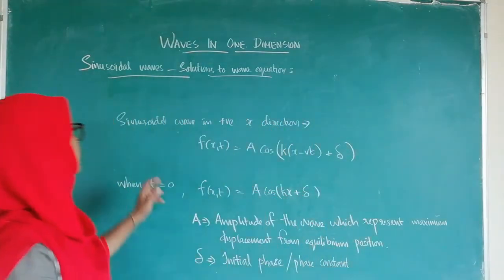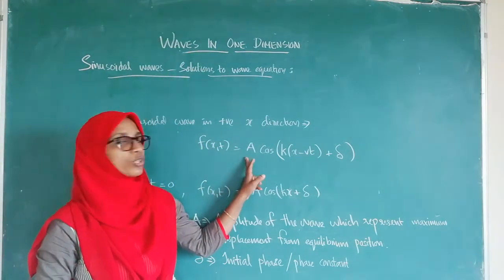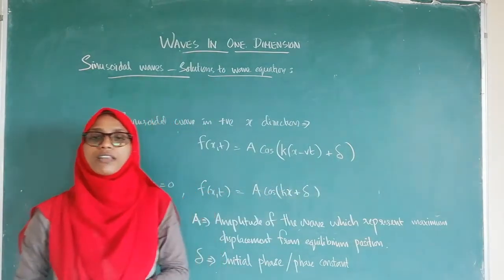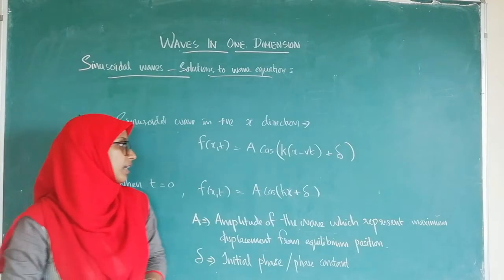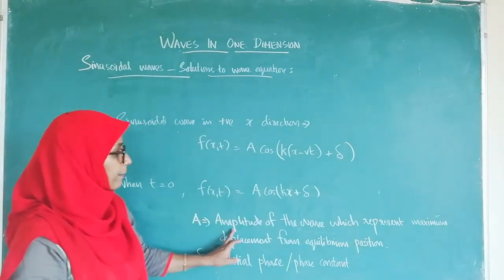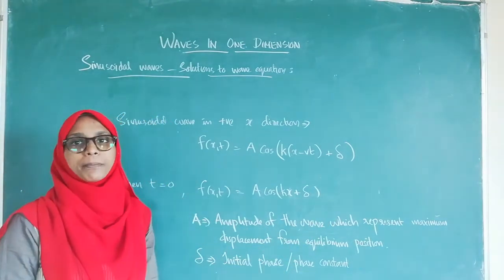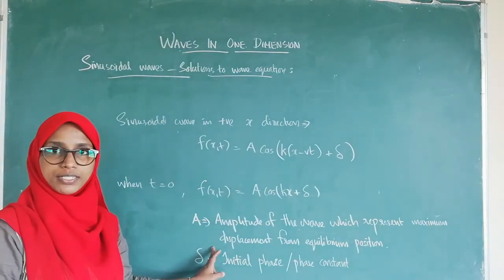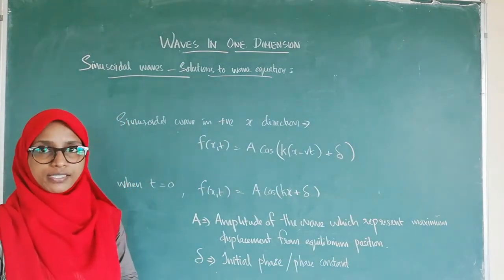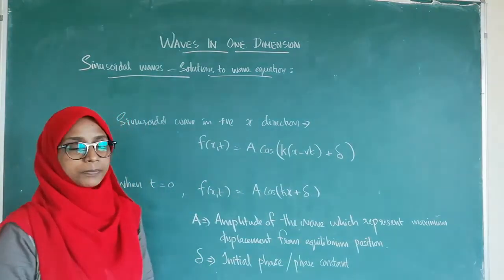So, we know that the sinusoidal wave in the x direction can be written as f of x,t is equal to A cos k(x minus vt) plus delta, which is already familiar to us. In this case, A represents the amplitude of the wave, which is the maximum displacement from the equilibrium position, and it is a positive quantity. Delta is the initial phase or phase constant. And the argument of cos is known as the phase.